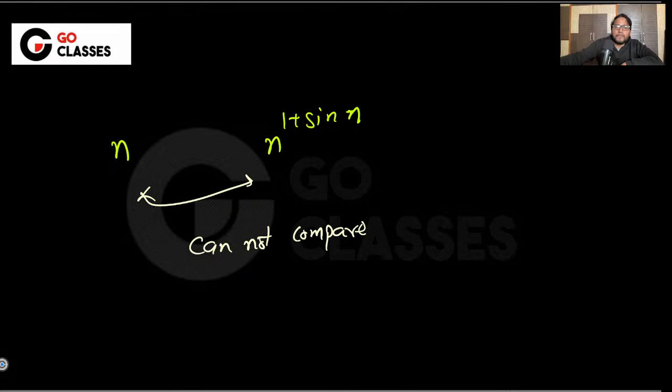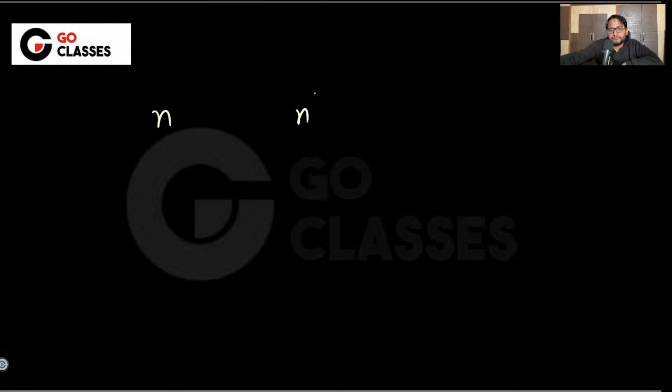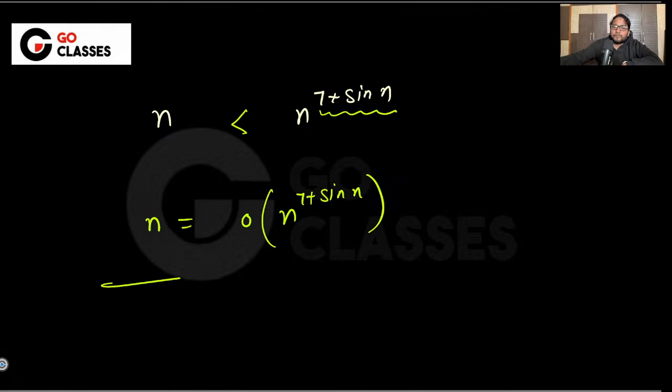If I ask you, what about this? n to the power 7 plus sin n, then what is your answer? See, this power is always greater than 1, right? I mean, this sin n can be between -1 to 1, but this particular power is always greater than even 6. So that's why this is strictly greater, okay? Then you can compare that this is small o of n to the power 7 plus sin n. Then you can definitely compare.